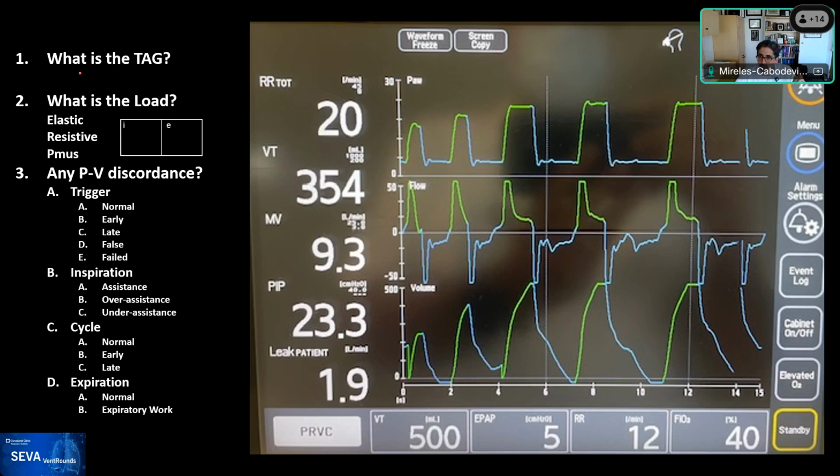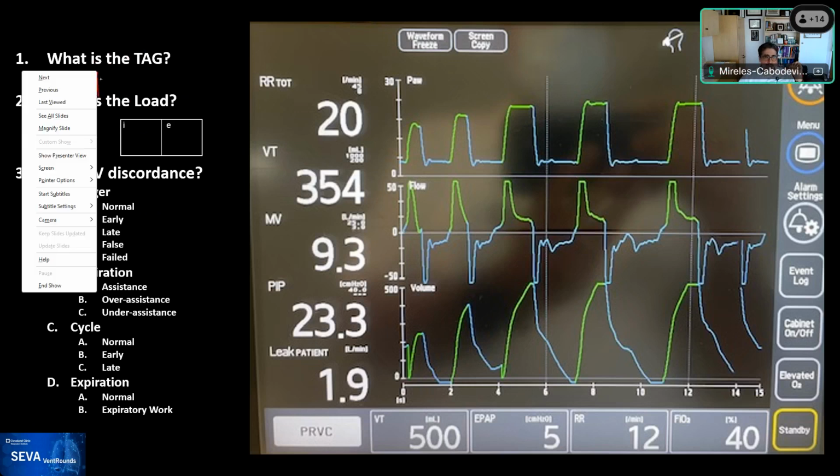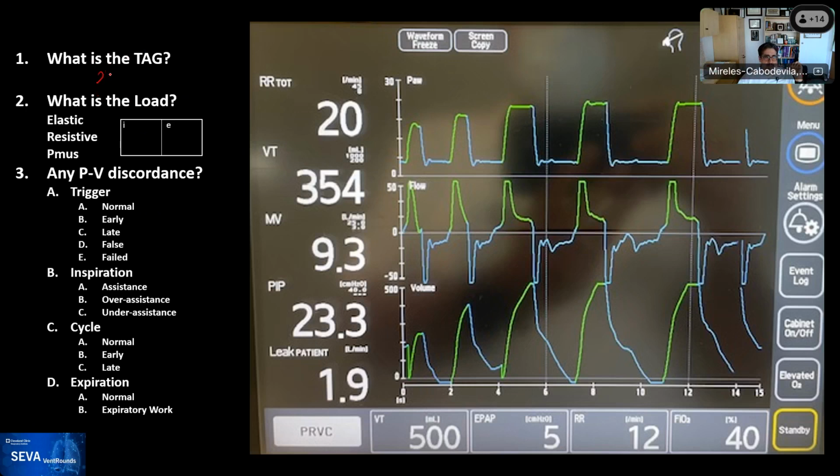So if you want to type it into your chat, there you go. I'm starting to see it on the chat. And so the first thing that comes through is the breath control variable is pressure control.